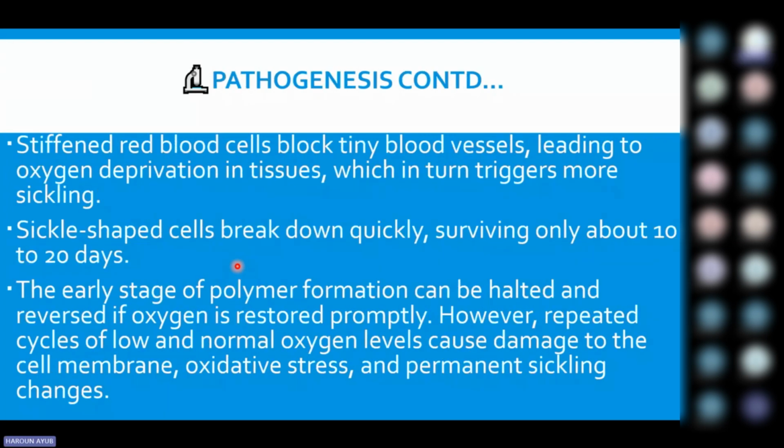The stiffened RBCs block the tiny blood vessels, leading to oxygen deprivation in tissues and triggering more sickling. The cells break down quickly, surviving about 10 to 20 days. The early stages of polymer formation can be halted and reversed if oxygen is restored promptly. However, repeated cycles of low and normal oxygen levels cause damage to the cell membrane, oxidative stress, and permanent sickling changes.